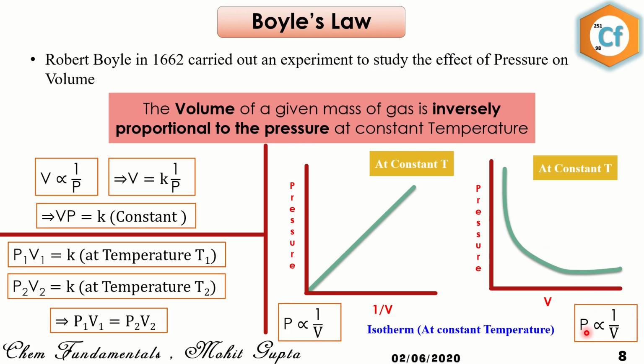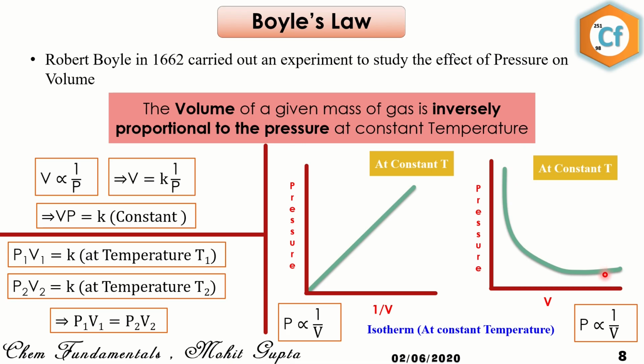In the other case, I have taken P is inversely proportional to V. So here I am plotting volume on the x-axis and pressure on the y-axis. In that case, I'll get this kind of graph. Here we can see that at low volume the pressure would be high, and at high volume the pressure would be very low. This line moves parallel to the y-axis at very high pressure, and this line also moves parallel to the volume axis at very large volumes.